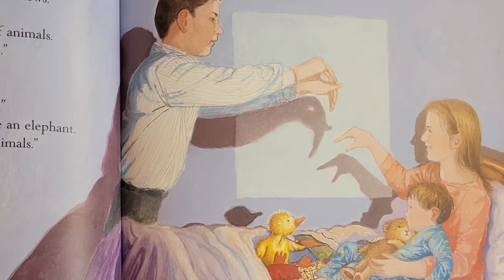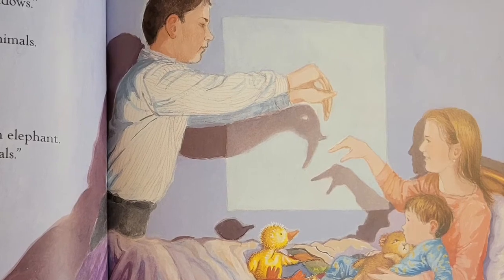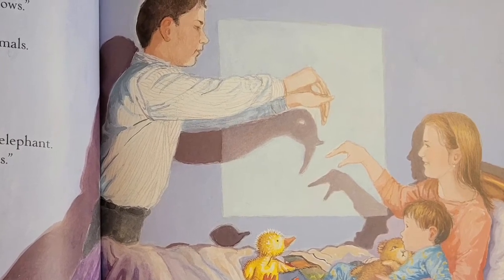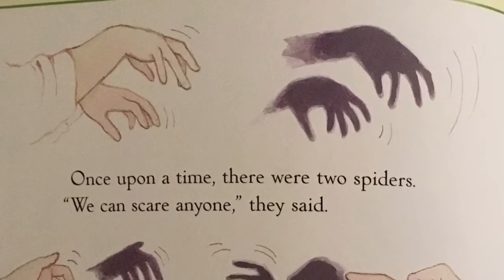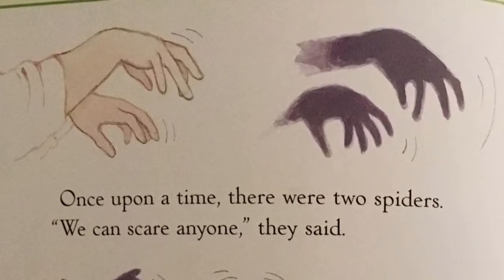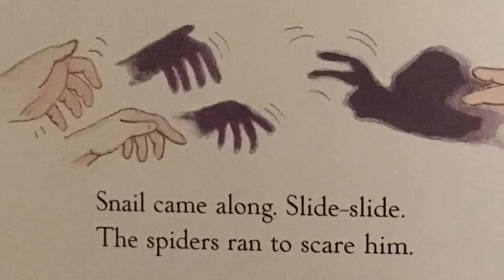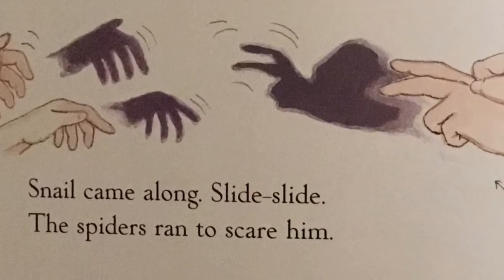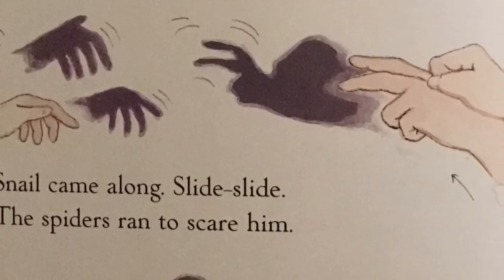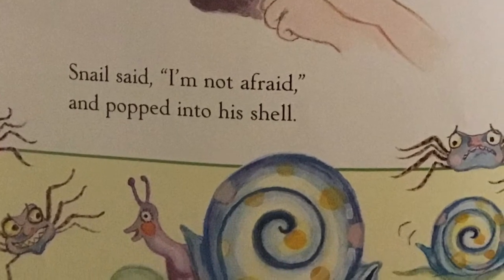Mama and I can make us stories with these animals. So Mom and Daddy began to tell a story. Once upon a time, there were two spiders. We can scare anyone, they said. Snail came along. Slide, slide. And the spiders ran to scare him. Snail said, I'm not afraid, and popped into his shell.